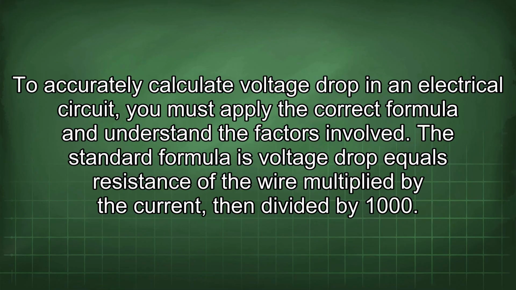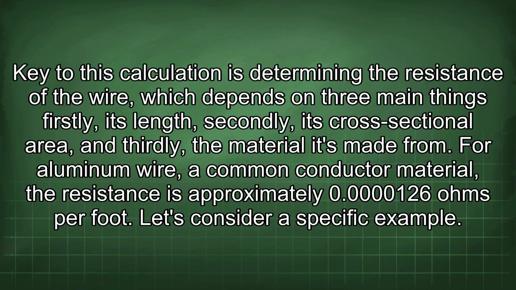To accurately calculate voltage drop in an electrical circuit, you must apply the correct formula and understand the factors involved. The standard formula is voltage drop equals resistance of the wire multiplied by the current, then divided by 1000. Key to this calculation is determining the resistance of the wire, which depends on three main things: firstly, its length; secondly, its cross-sectional area; and thirdly, the material it's made from.